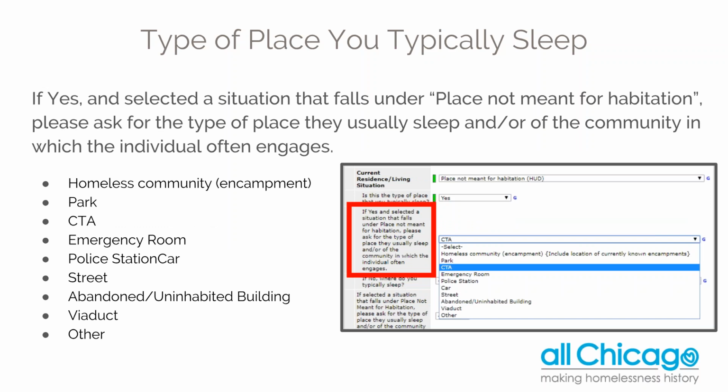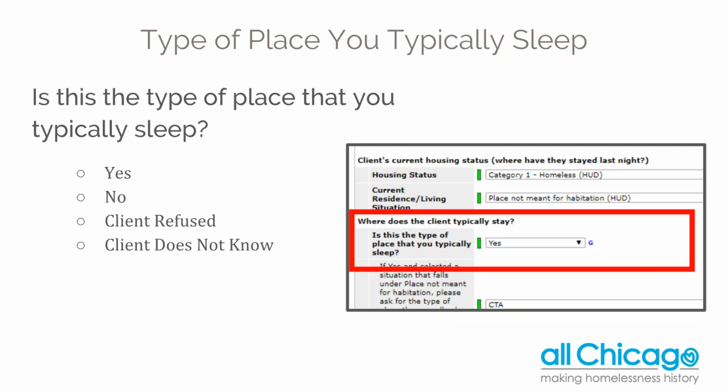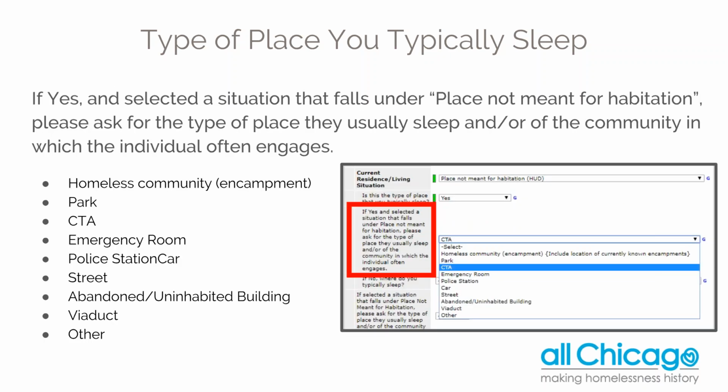And so then we're building up. If a client answered yes to the above question, is this the type of place you typically sleep, then you'd move forward to this one. You would only have to answer this question if a client already told you that they're in a place not meant for human habitation. If they told you that they're staying with a brother or family members, or that they have an apartment currently, and they say they typically stay there, then that's that. That's it.